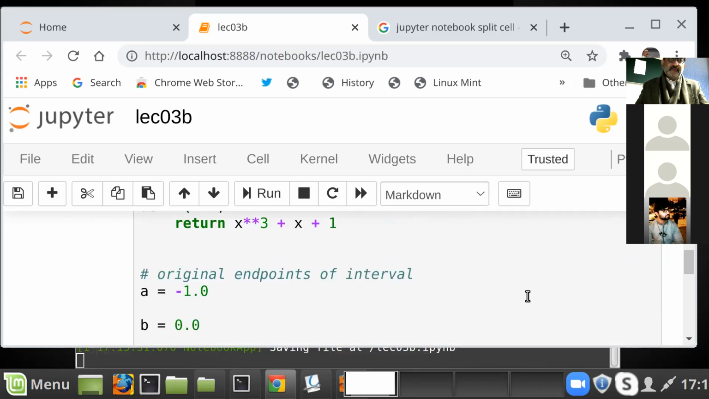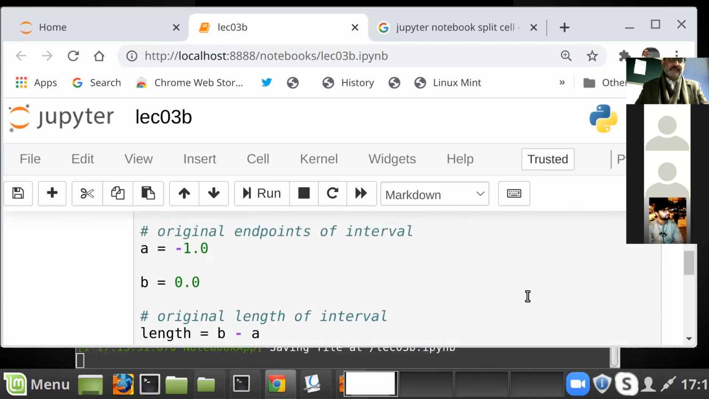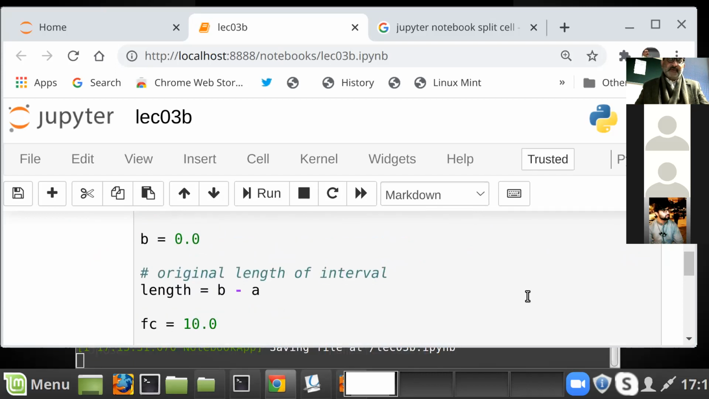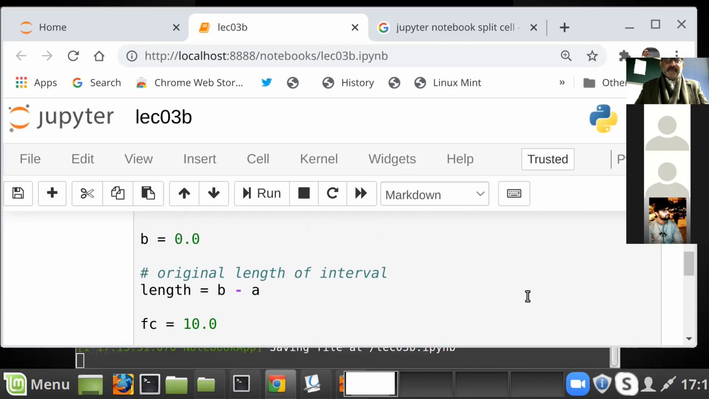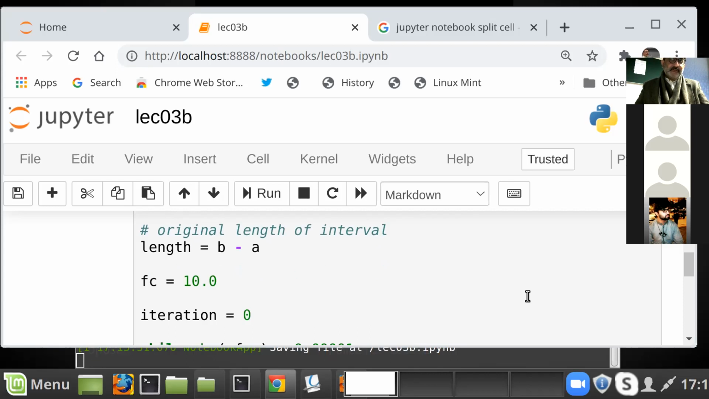We will also need the original endpoints of the interval, and then the interval is going to be cut in half each time. So let's say the original interval will start at a equals -1 and end at b equals 0. The original length of the interval will be b minus a, and that will decrease by half as we go through. I don't know what fc, f of c, will be, but I need some number for it, so I'll put in 10.0.